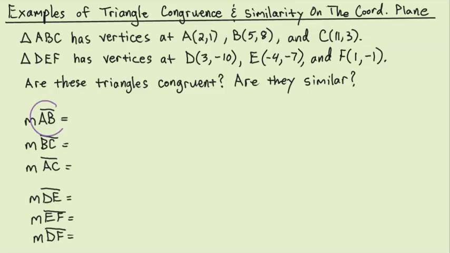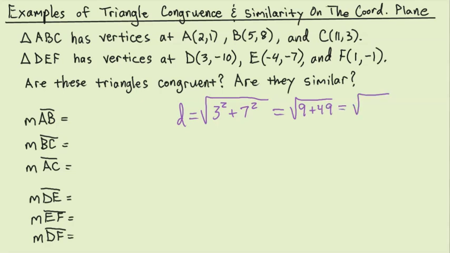All right, so the measure of AB, the distance formula will be the square root of, and my two x's are 2 and 5. Well, what's the distance between 2 and 5? It's 3, because 5 minus 2 is 3. So we're going to do 3 squared plus, then the y coordinates are 1 and 8. Well, how far is it between 1 and 8? Well, 8 minus 1 is 7, so that's 7 squared. And so that's going to be the square root. 3 squared is 9. 7 squared is 49. And so that distance is the square root of 58.